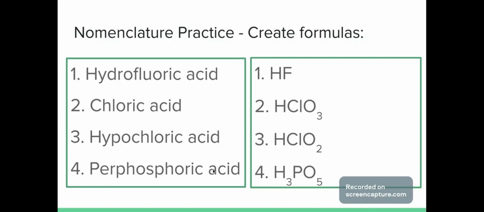And then you have perphosphoric acid. And remember, ate goes to ic, so phosphate has 4 oxygens, as we determined before. And the per adds 1 more, so perphosphate has 5 oxygens. So simply put that in, and we know the charge is 3-, so we'll crisscross charges to get H3PO5.